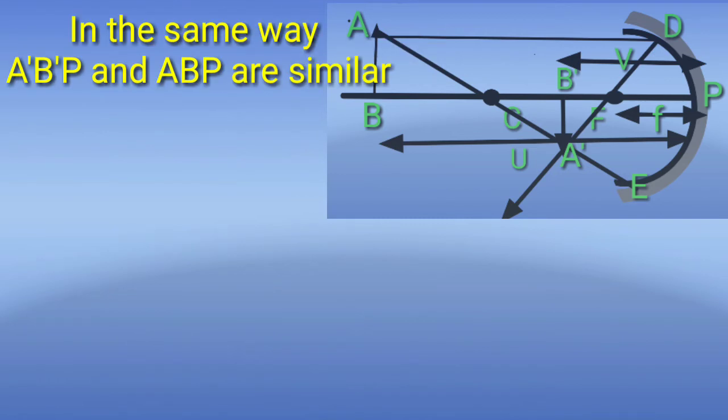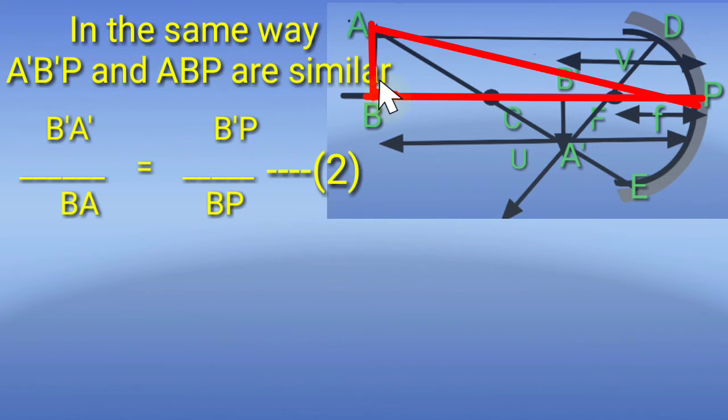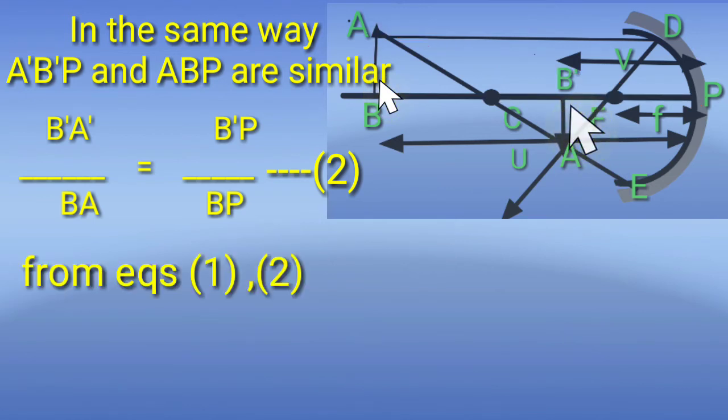In the same way, there are two more triangles. The first one is A dash B dash P, which you are observing in the image, and the second one is ABP. Both are similar. So B dash A dash by BA is equal to B dash P by BP. This is the second equation.